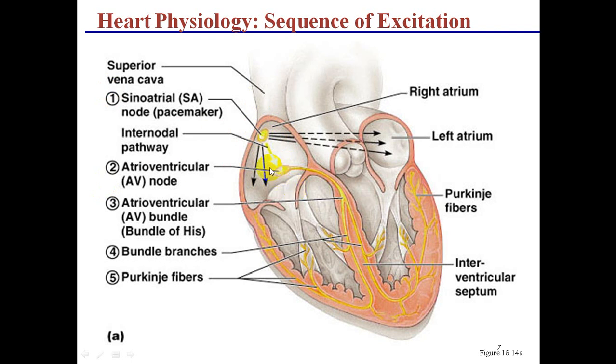There is a delay, a fraction of a second, there, and the impulse is transmitted to the bundle of His at the upper septum. From the bundle of His, there is the bifurcation into the atrioventricular bundle branches. This is the left bundle branch, composed of anterior and posterior segments, while this is the right bundle branch, ending with the Purkinje fibers at the end of the conductive system. So the impulse is transmitted from the SA node to the atrioventricular node, bundle of His, bundle branches, down to the Purkinje fibers.